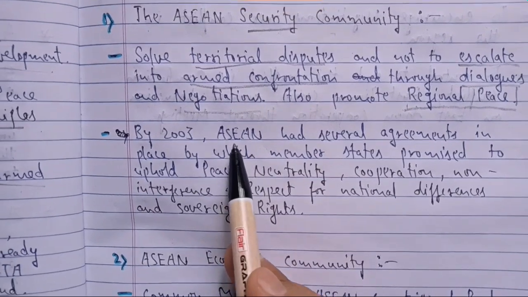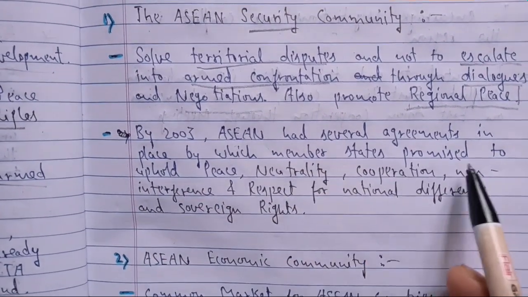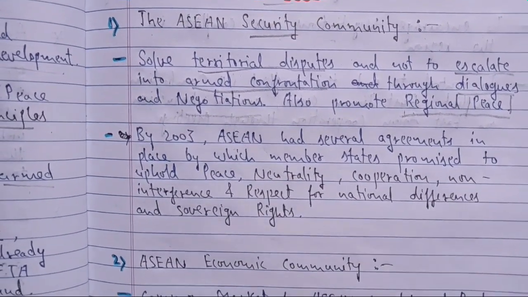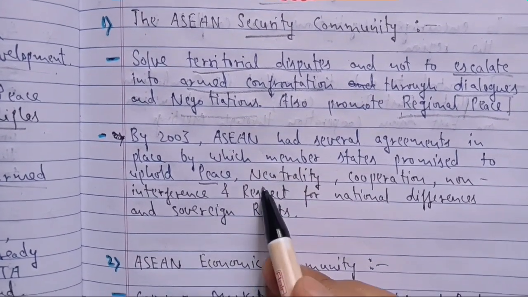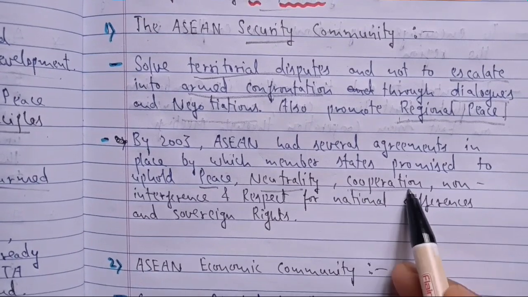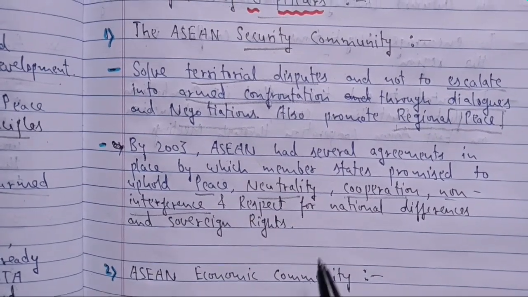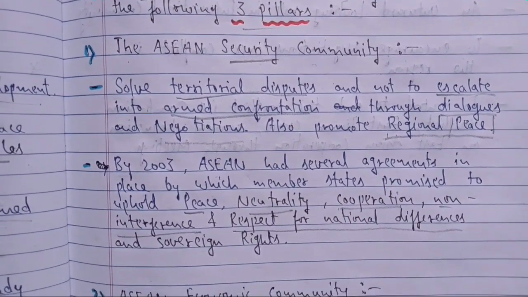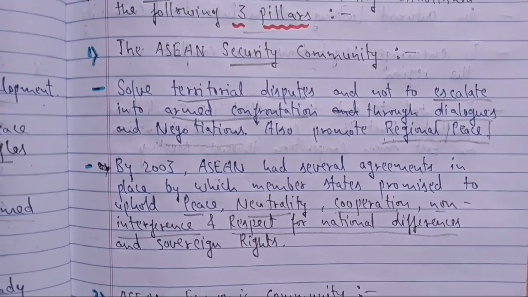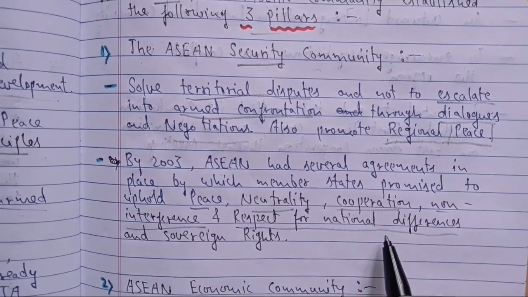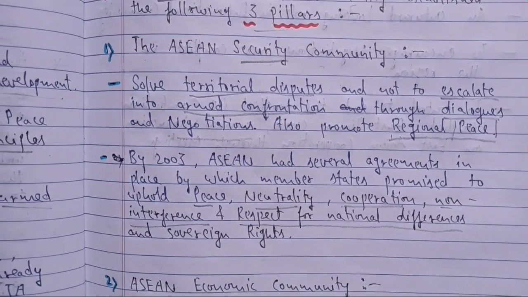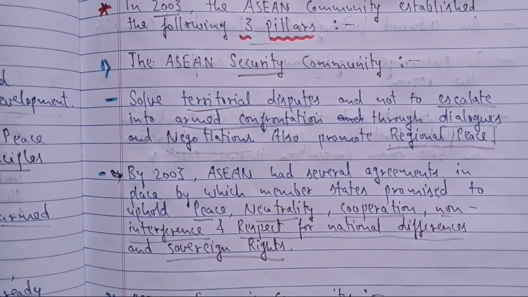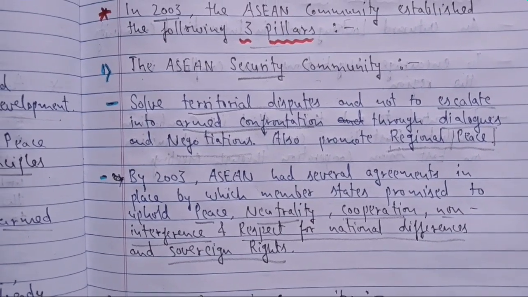In 2003, ASEAN had several agreements in place by which member states made promises. In these agreements, all the members promised each other that they will uphold and promote peace, neutrality, cooperation, and non-interference in each other's matters. I have explained the meaning of these terms. They will respect each other's national differences because they had a lot of diversity amongst each other in terms of geography, language, custom and culture, society, political system, and government. So they will respect each other's national system and work as a strong group to promote peace and security for all the 10 members, and sovereign rights, so that they are free from other superpowers.